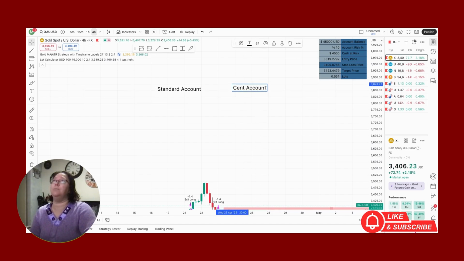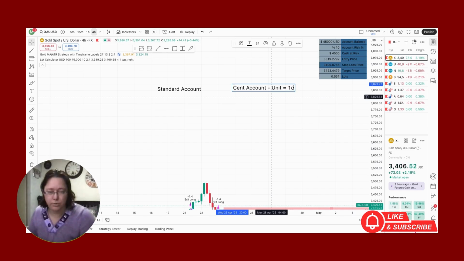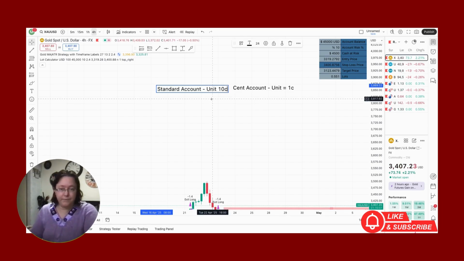So in a cent account, what it means, guys, is every single unit, not lot, every unit equals 1 cent. You do not have that with a standard account. On a standard account, every unit is 10 cents. Now you understand why you cannot trade a standard account with $100 or $10 or $50.